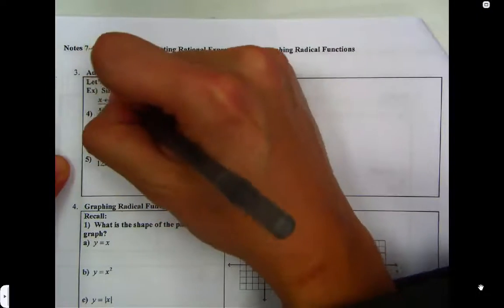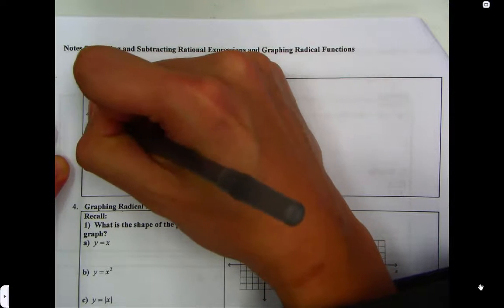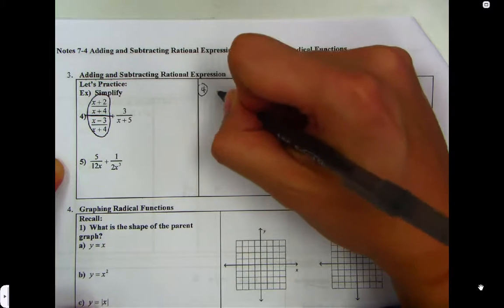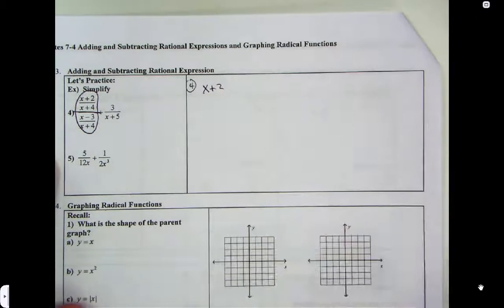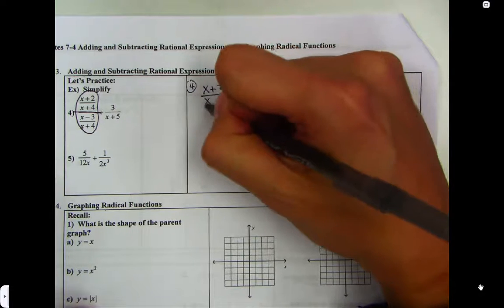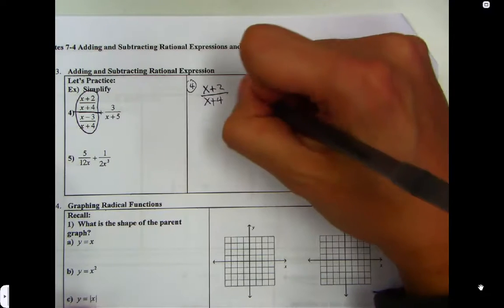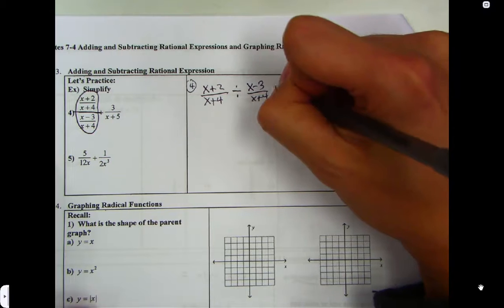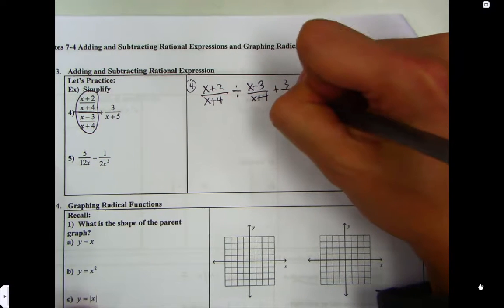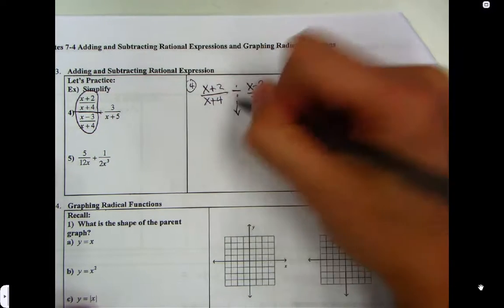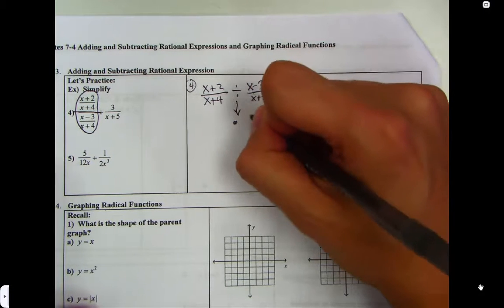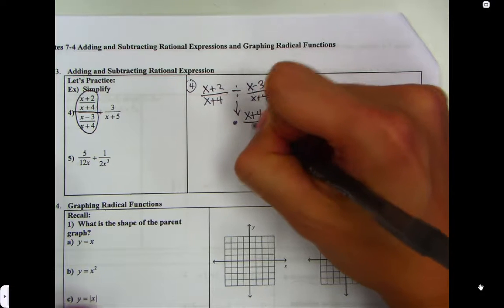Right here, this is a complex fraction, so this means divide. So all I'm going to do is rewrite it. x plus 2 over x plus 4, and this means divide, so I'm going to write divide by x minus 3 over x plus 4 plus 3 over x plus 5. When you divide, you multiply by the reciprocal, and we flip the second one after the division sign, so it's x plus 4 over x minus 3.